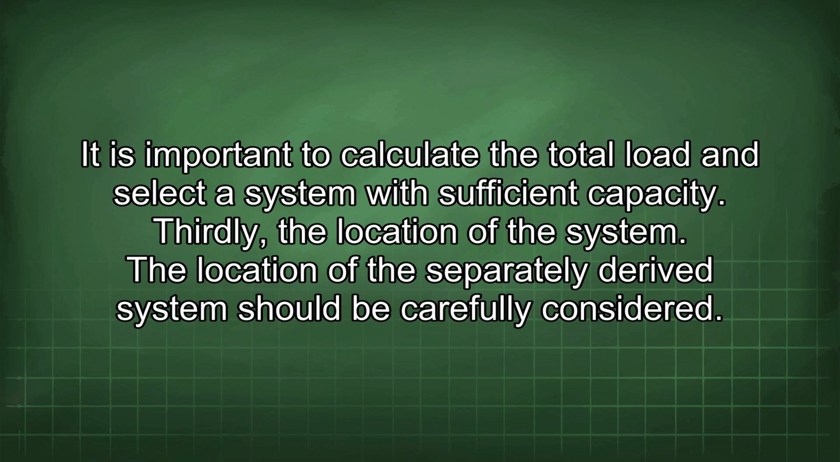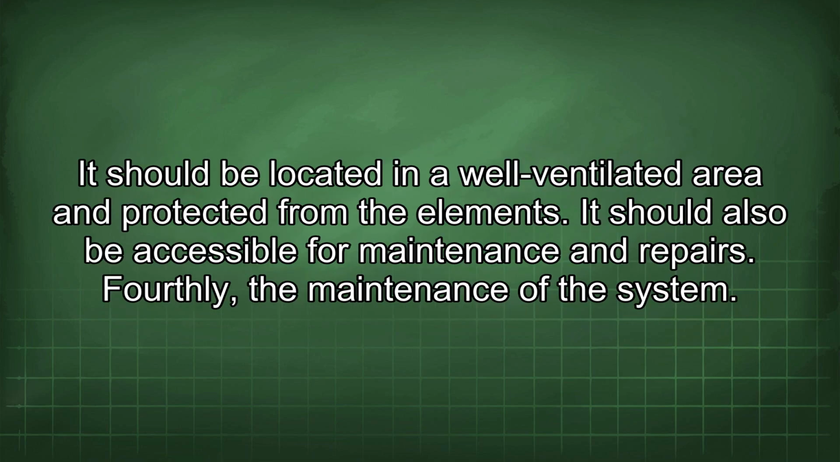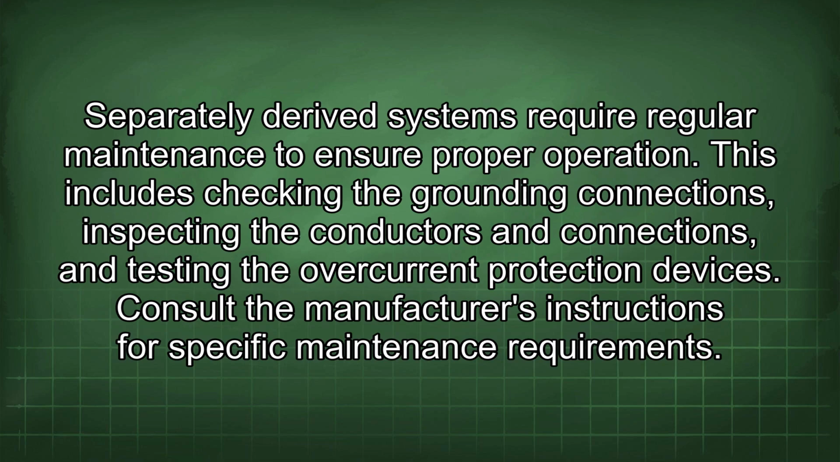Thirdly, the location of the system. The location of the separately derived system should be carefully considered. It should be located in a well-ventilated area and protected from the elements. It should also be accessible for maintenance and repairs. Fourthly, the maintenance of the system. Separately derived systems require regular maintenance to ensure proper operation. This includes checking the grounding connections, inspecting the conductors and connections, and testing the overcurrent protection devices. Consult the manufacturer's instructions for specific maintenance requirements.